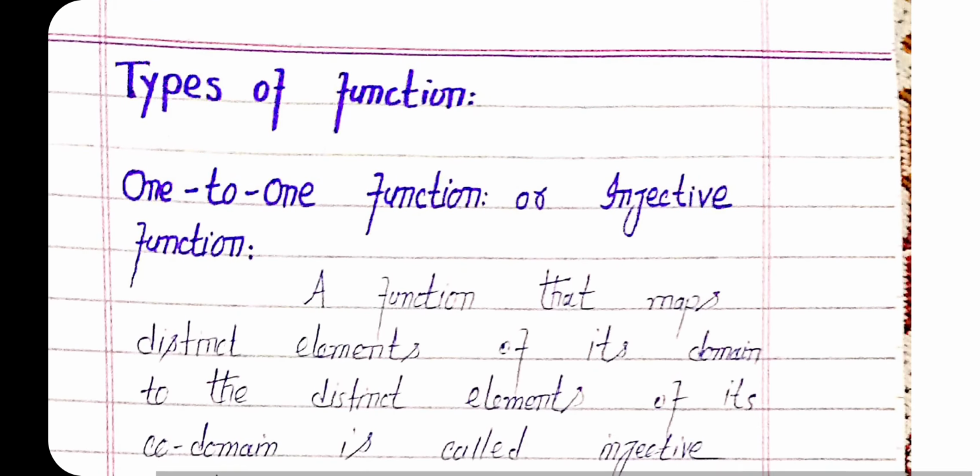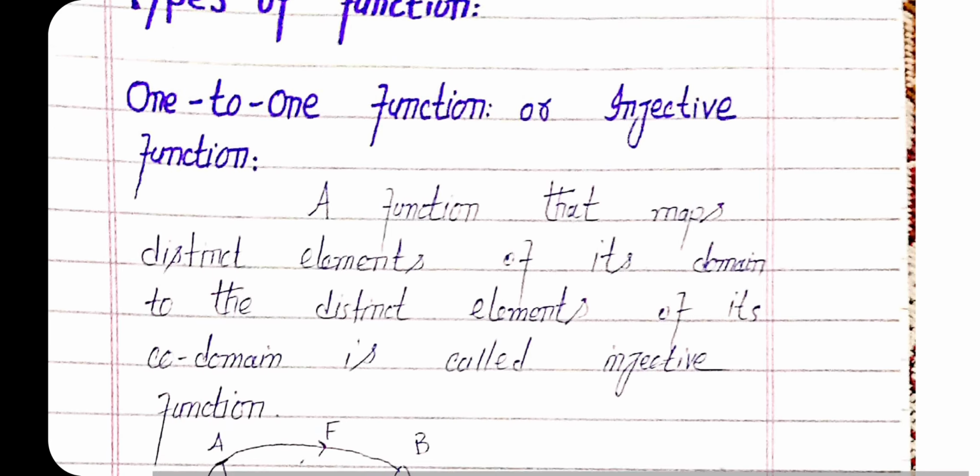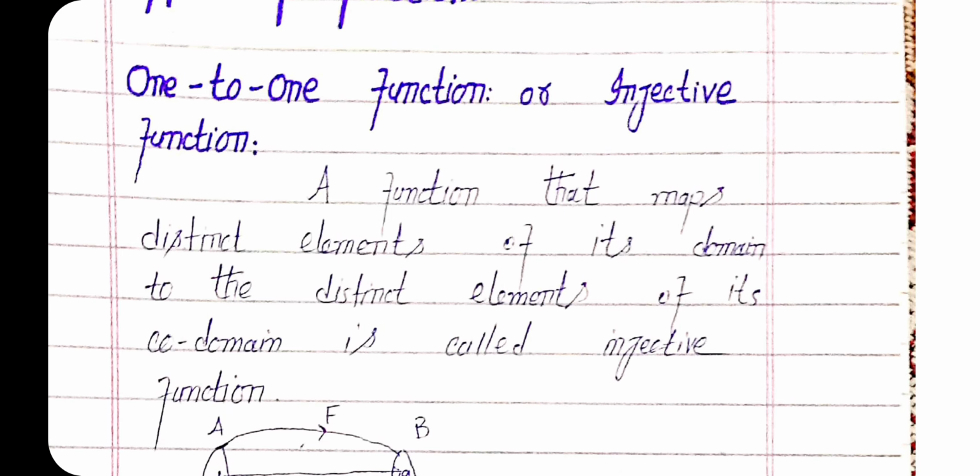Next we move towards the types of functions. As we have learned about functions, and how we can check graphically whether an equation represents a function or not, now we move towards the types of functions. First of all, the one-to-one function. A one-to-one function is also called an injective function.